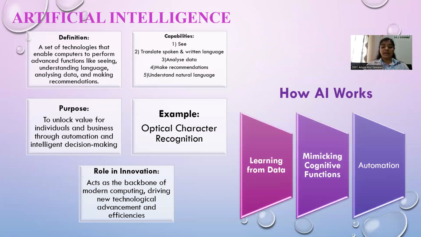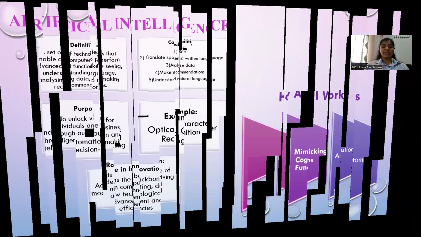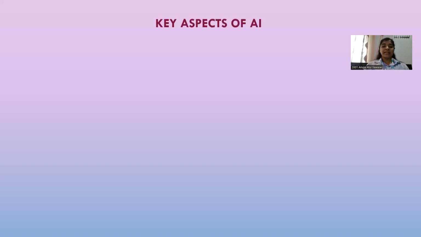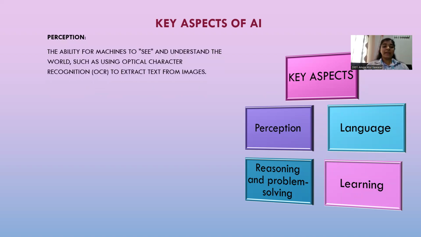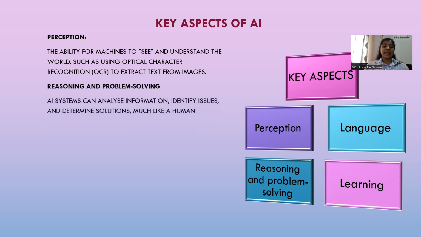How does AI work? AI works in three steps: learning from data, mimicking cognitive functions, and automation. The next slide is key aspects of AI. The first is perception. In perception, machines have the ability to see and understand the world, such as using optical character recognition to extract text from images. Then reasoning and problem solving. In this, AI systems can analyze information, identify issues, and determine solutions much like a human.